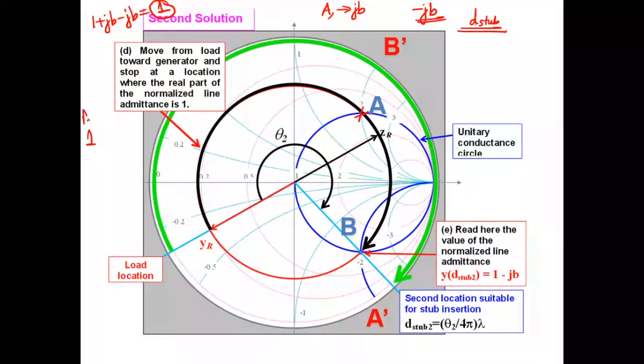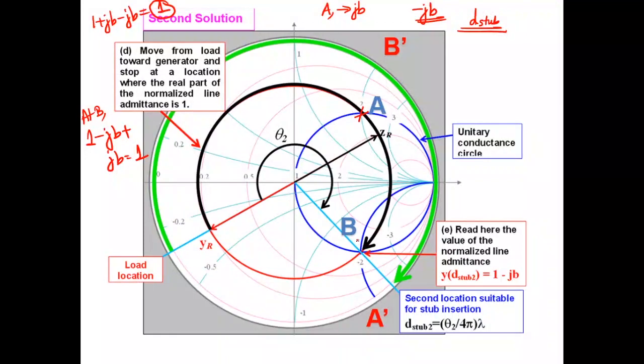Similarly, at B what happens? At B it is 1 minus JB. So you have to add JB so that it becomes 1. If it is B, it is 1 minus JB, so here you add plus JB. If it is A, it is plus JB, and you have to add minus JB. So this point corresponds to A dash and this point corresponds to B dash.